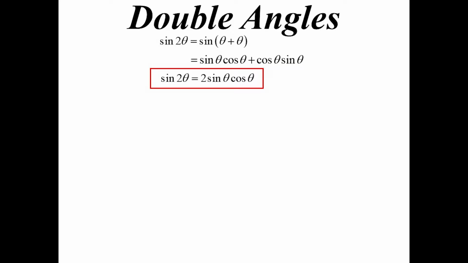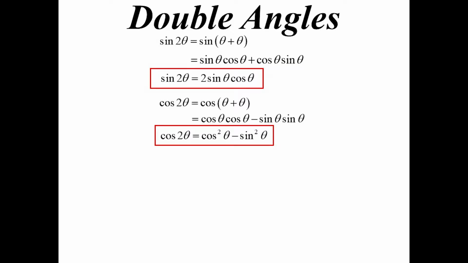So if you ever do forget it, remember where it comes from. You can always go back to the compound angle formula and create it if you need to. Cos 2 theta then, cos theta plus theta. So cos cos minus sine sine. But cos cos is cos squared, and sine sine is of course sine squared.